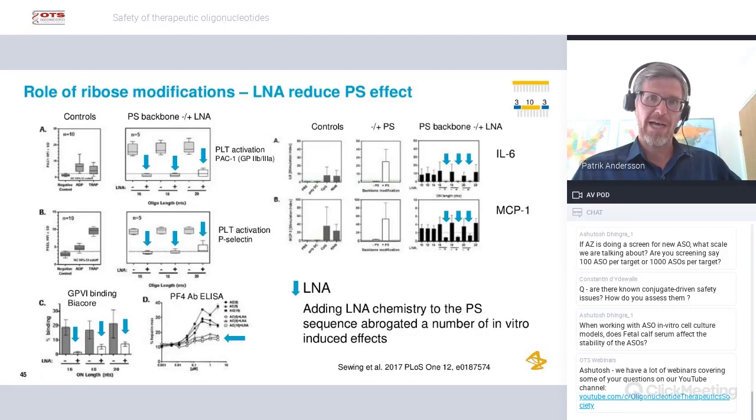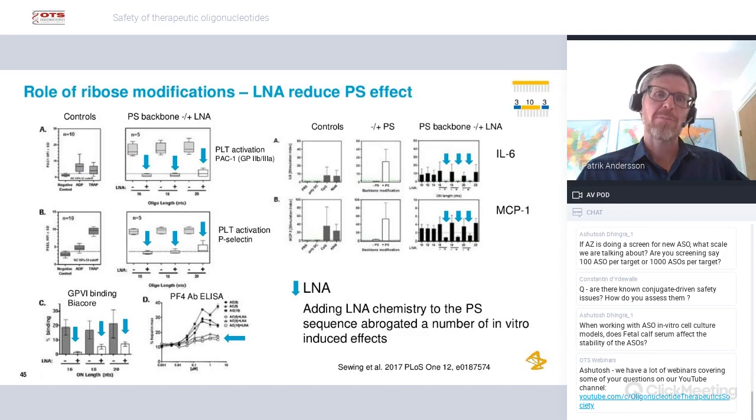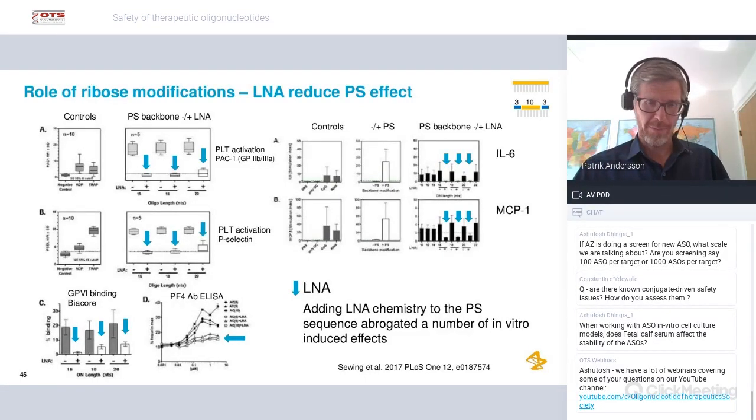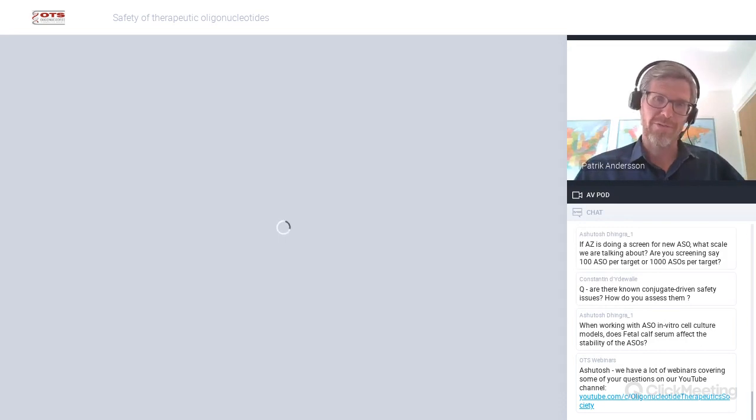But if you add LNA to the same sequence, you actually dampen these effects. So it's not only sequence but also chemistry. So these ribose modifications can really dampen some of the pro-inflammatory effects, not only the methylation of cytosine.